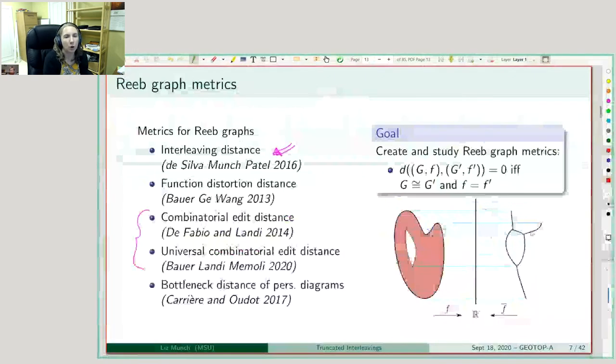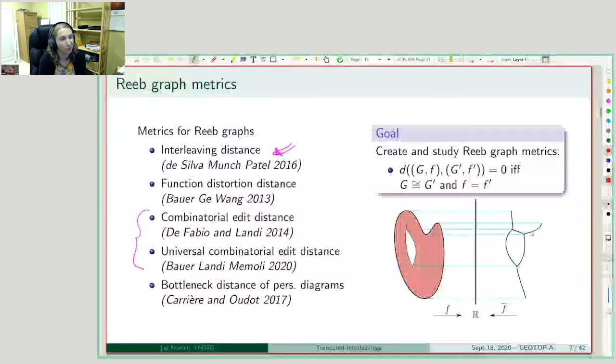Here we go. So computational complexity is an issue with basically all of them, with one exception. Anytime you start trying to directly compare graphs, you're going to run into some computational issues. The exception to that is the bottleneck distance: in polynomial time, you can turn your Reeb graph into an extended persistence diagram, and you compare those with bottleneck distance. That is entirely in polynomial time.